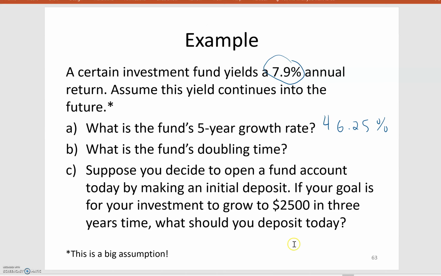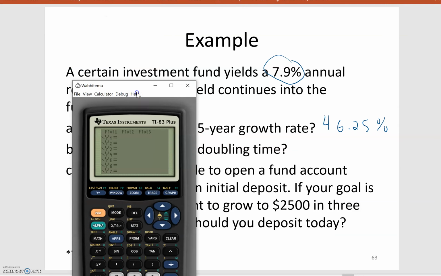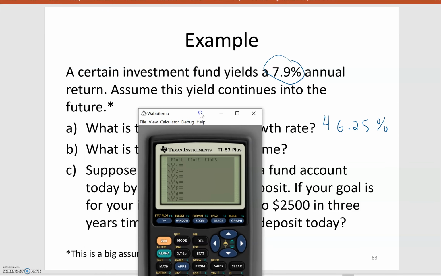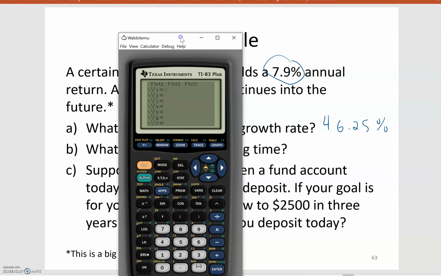What about the fund's doubling time? How do we find that? Well, again, this is a calculator problem. I want to know how long it takes to go from any given amount to double that amount, but I need the function. I actually need the model in order to find this doubling time. We don't have much information here except for this annual rate, but that's enough.